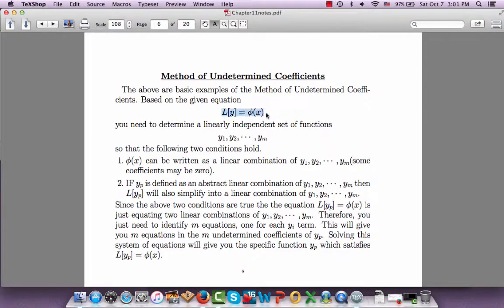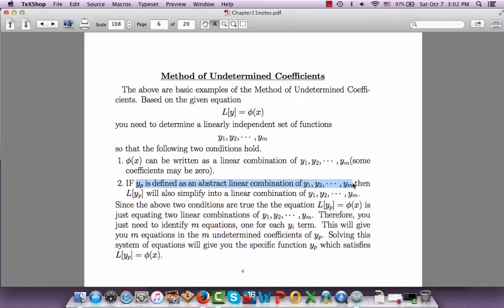Given our equation, we want to identify, basically by looking at phi of x, and sometimes having to look at the structure of L itself, but usually just at phi of x, a list of functions that will allow us to do two things. We want to be able to write phi of x as a linear combination of those functions, while at the same time writing y sub p as an abstract linear combination of those functions, meaning with some constants that we don't know, some coefficients, some undetermined coefficients.